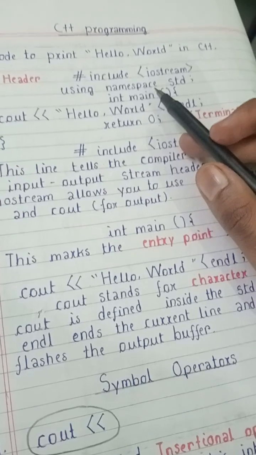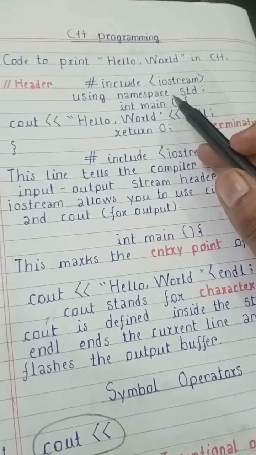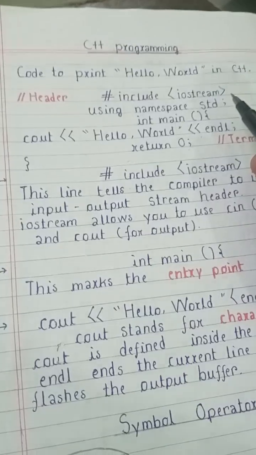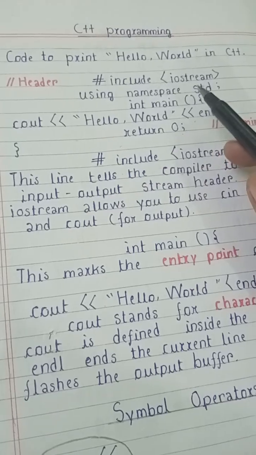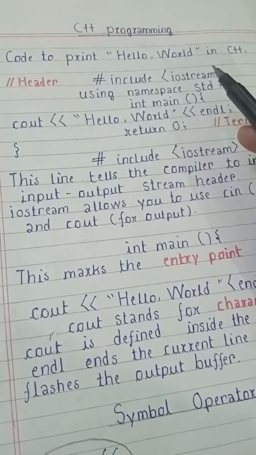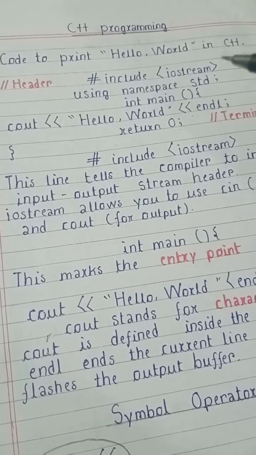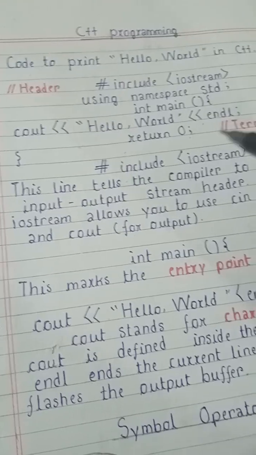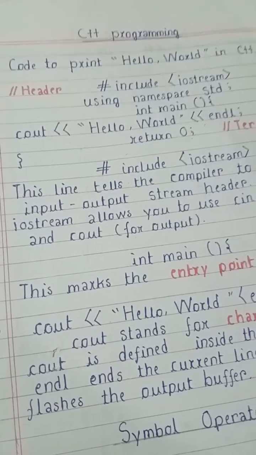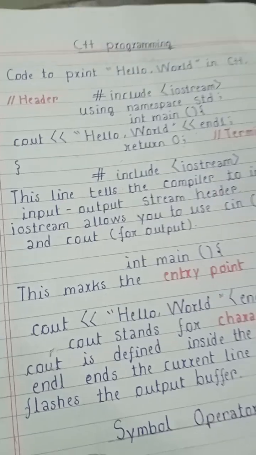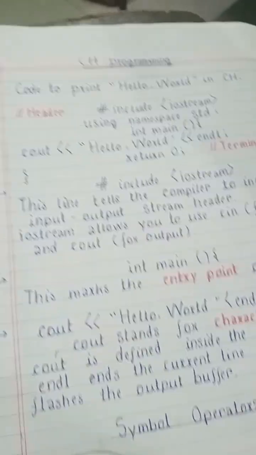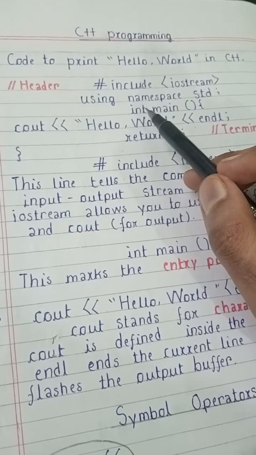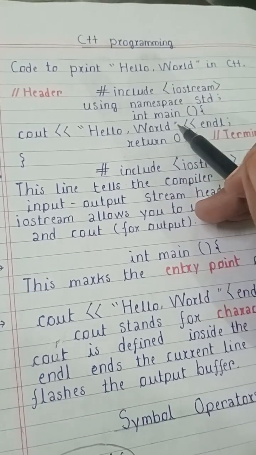Actually, C++ standard library functions and objects like cout, cin, endl are inside a namespace called std. By writing using namespace std, we are telling the compiler I want to use everything from the std namespace without writing std:: every time. Actually this is a modification and development C++ has made through the years.